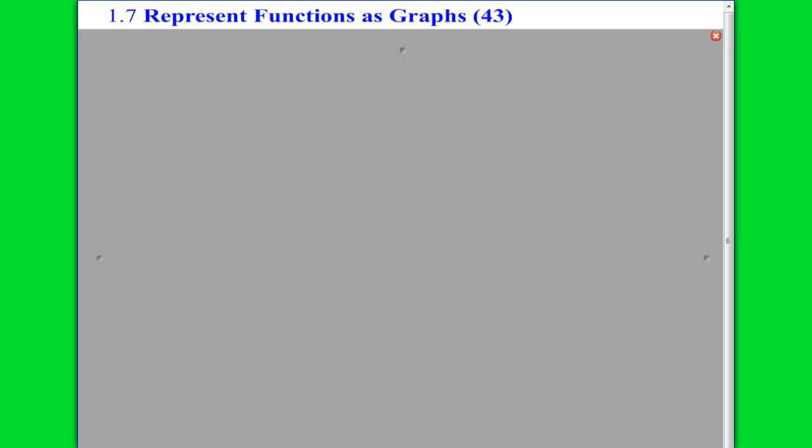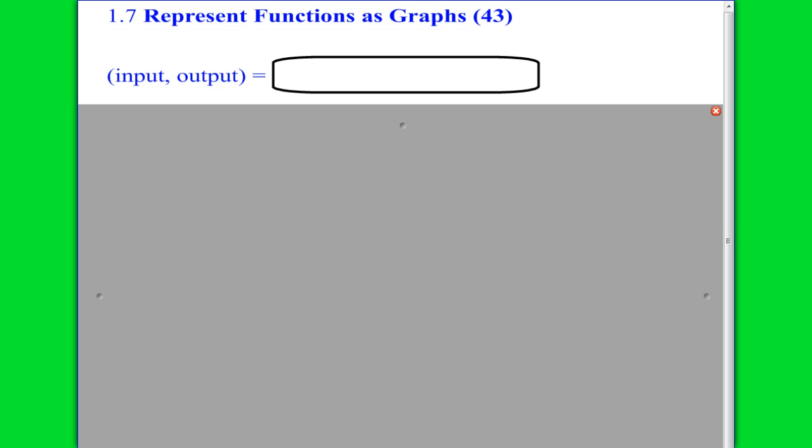And we are in the last section of chapter 1. It is section 7, representing functions as graphs. Begins on page 43. So we're going to take functions. We've been talking about them a little bit, basic functions, and we're going to be working on graphing.